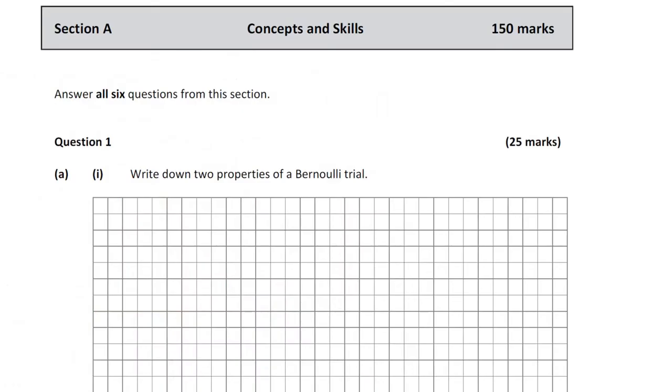Okay, here's one such question. Write down two properties of a Bernoulli trial. We listed the four out previously. Two outcomes, success or failure. The trials have to be independent of each other. And there's a finite number of trials. So have a look back at the list for that.